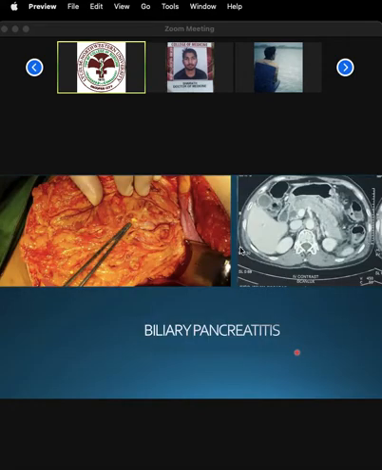So here's a patient with biliary pancreatitis. If you would note the calcium deposits lining the anterior surface of the pancreas, and the pancreas is markedly edematous. CT scan of this patient here, okay, and you see the stone there.